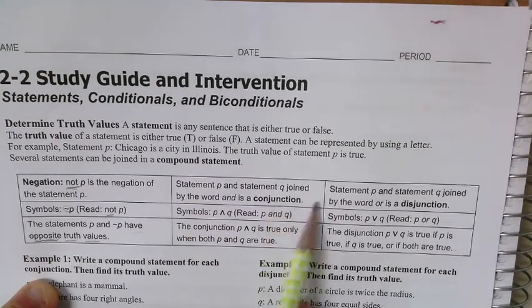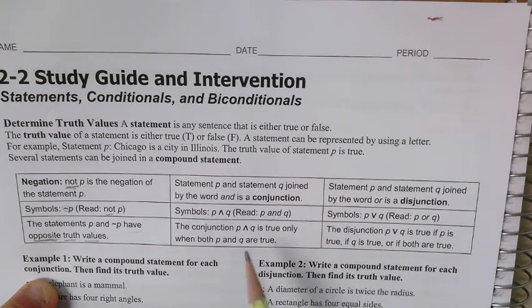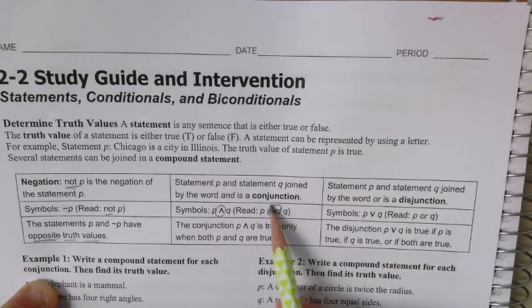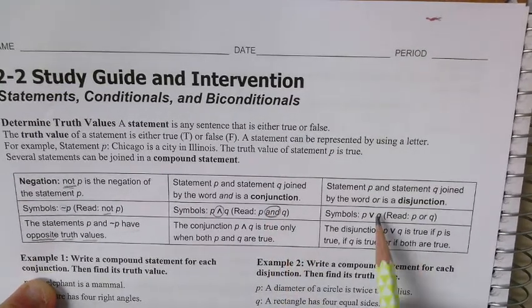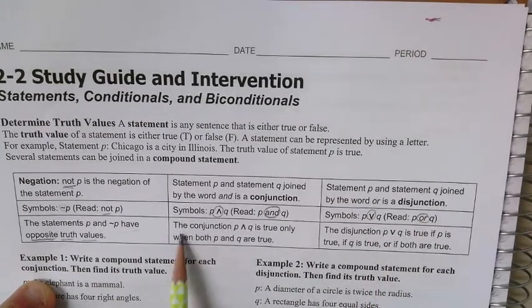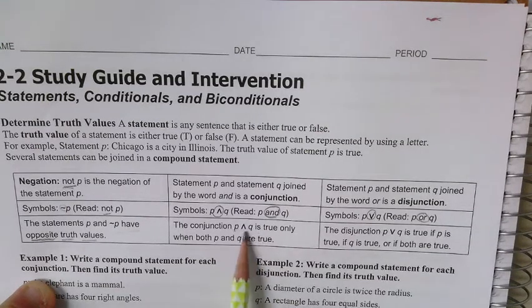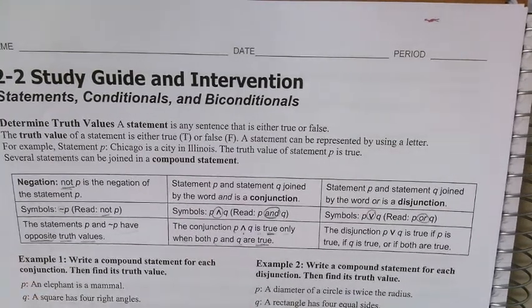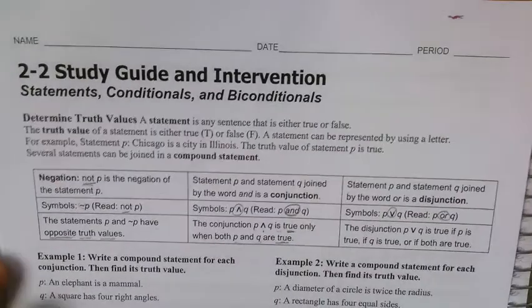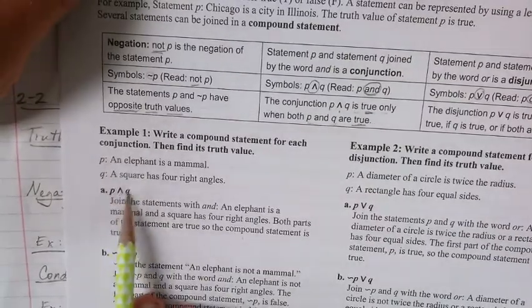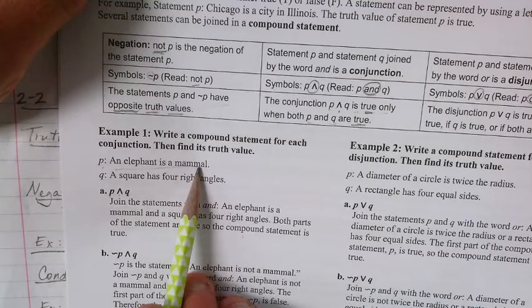So this word conjunction and disjunction, I'm not concerned about that. What I am concerned about is you need to know that this caret means the word and in mathematics. Okay? And this V means the word or in mathematics. Okay? So if you have two statements joined by an and, this is true only when both P and Q, both statements, are true. And I'll show you that down here. For example, here's the first example. It says this. It's P and Q. Statement P is an elephant is a mammal. That's true.